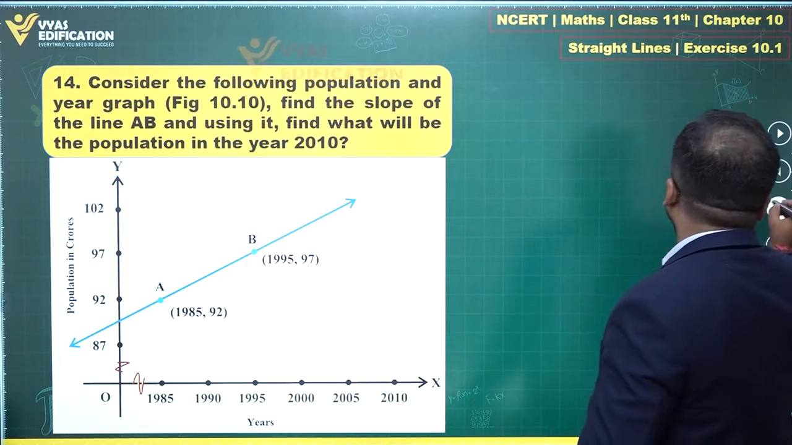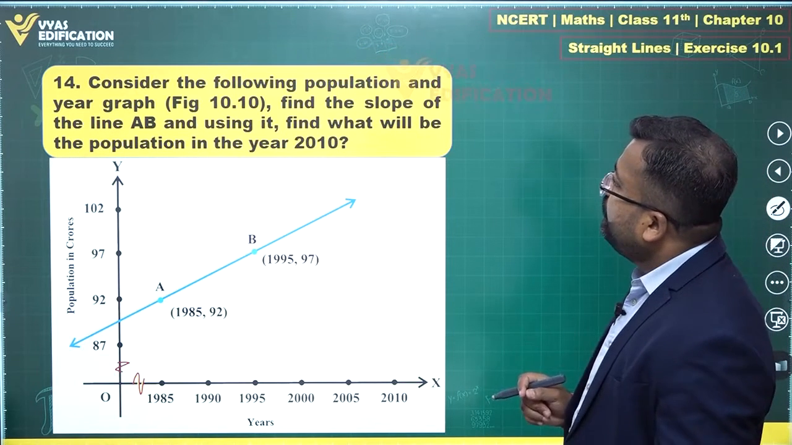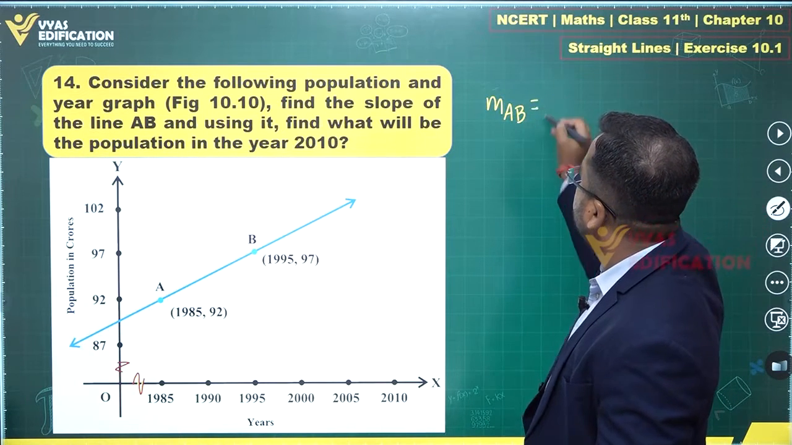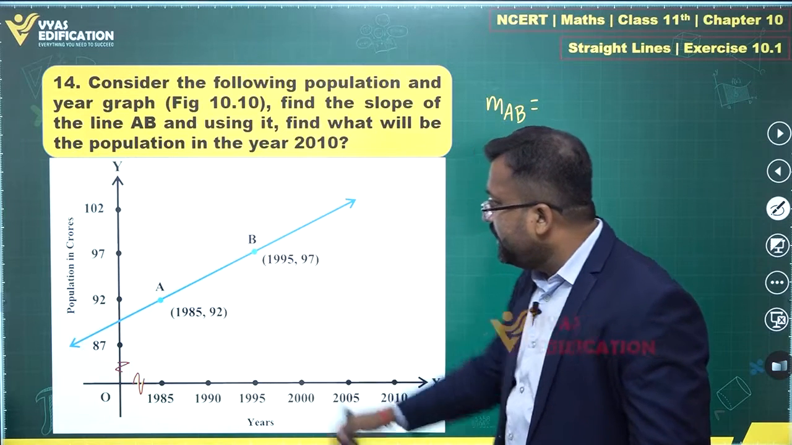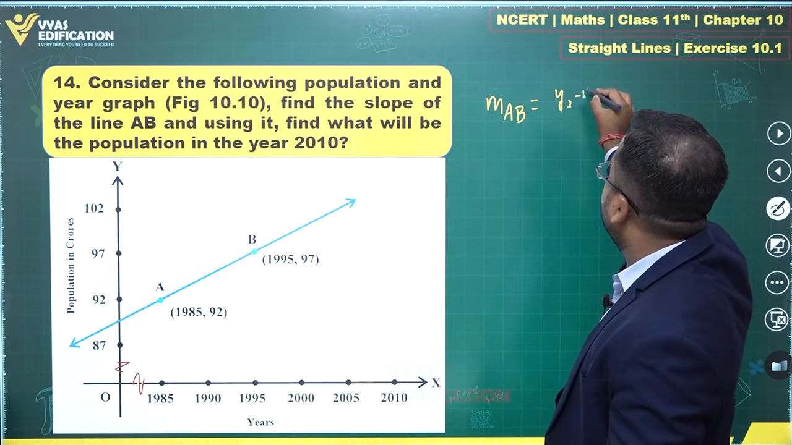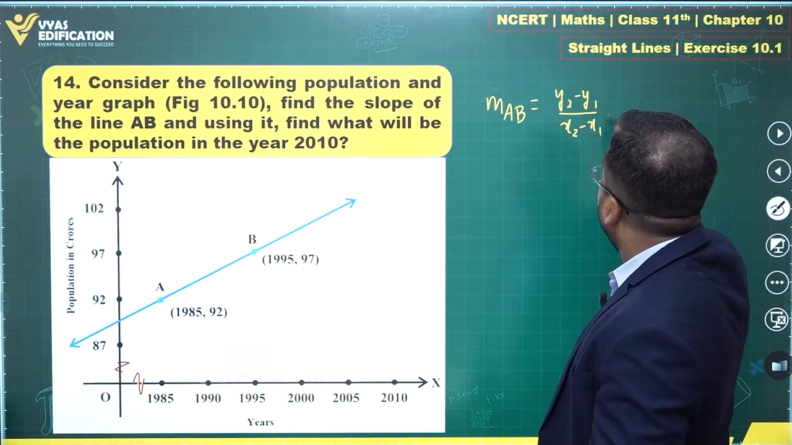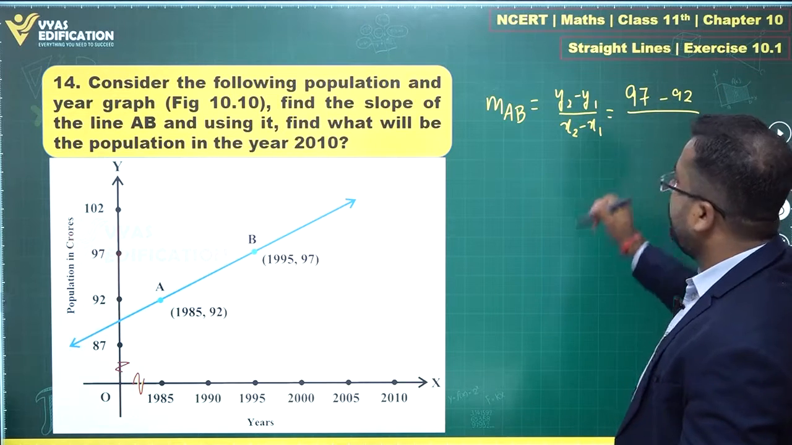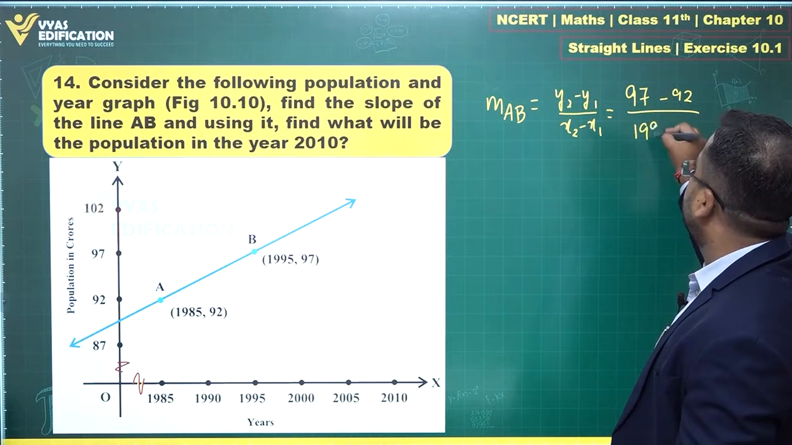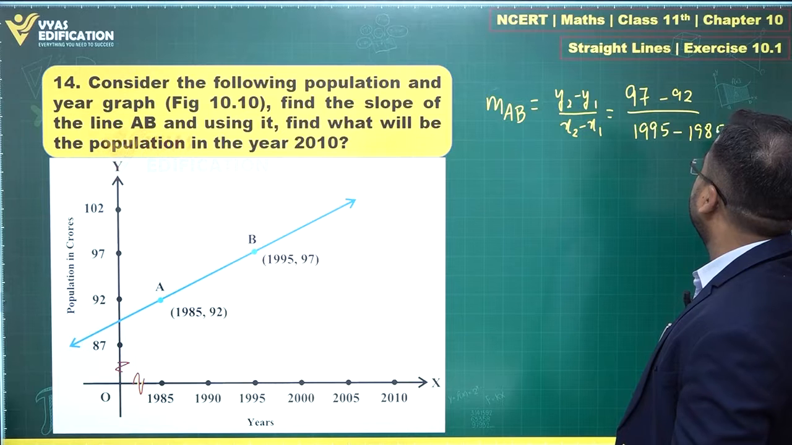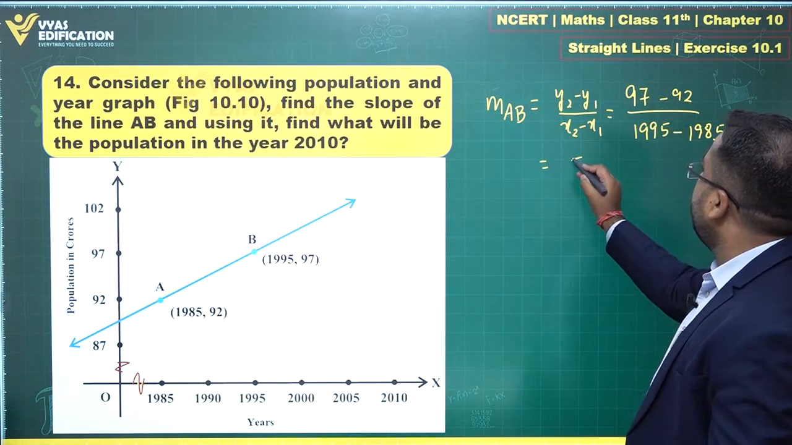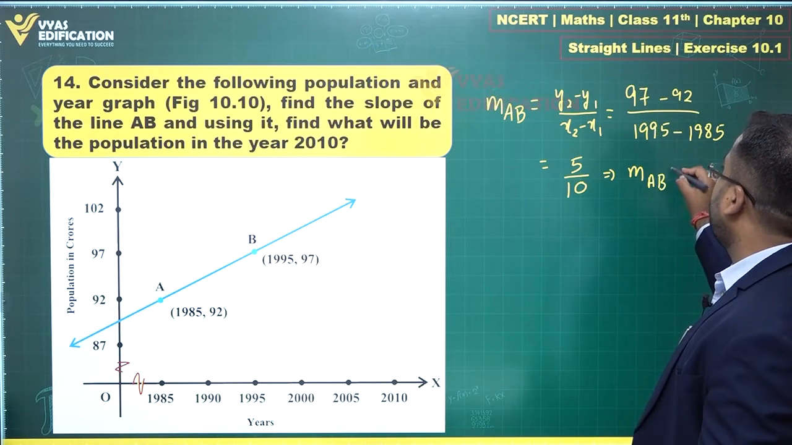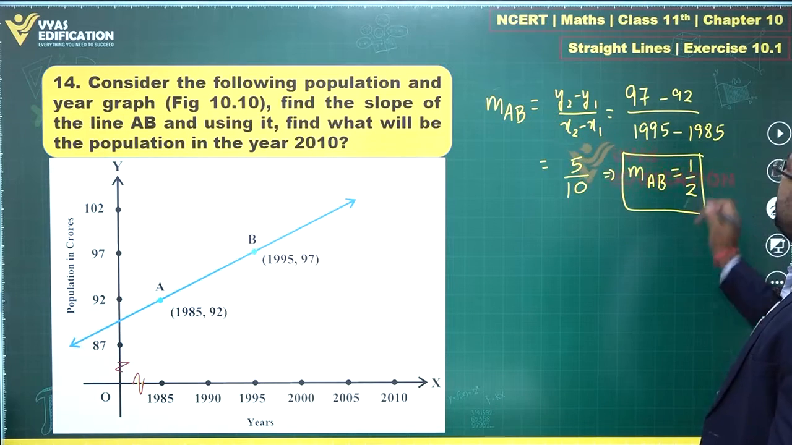Following population and year graph. Let's see. Find the slope of line AB. For finding the slope of line AB, what do we need? We need (y2 minus y1) upon (x2 minus x1). That is, y2 will be 97 and y1 will be 92, so (97 minus 92) upon (1995 minus 1985). This is what you need. What is that? This is 5 and this is 10. This tells me that the slope of AB is equal to 1 by 2. That's my answer for this.